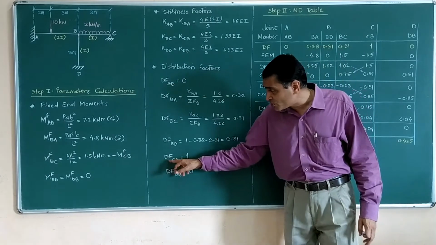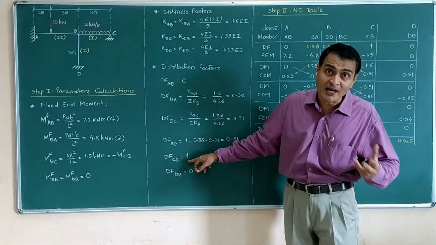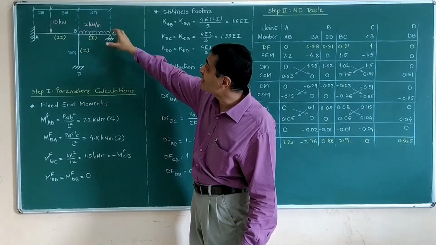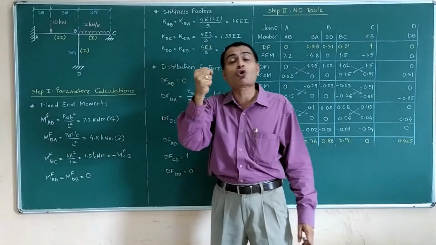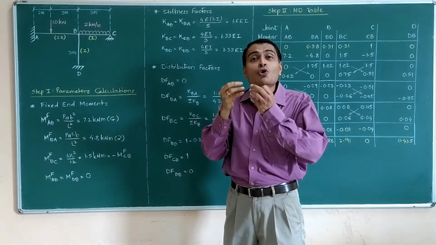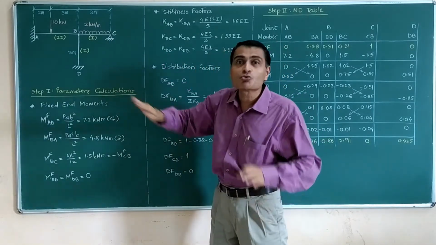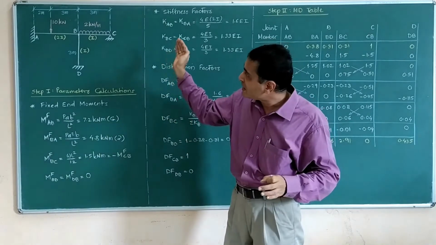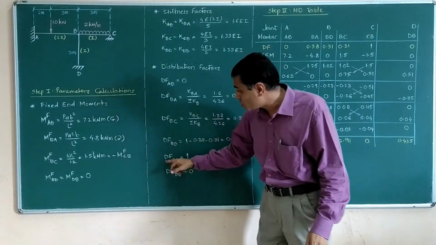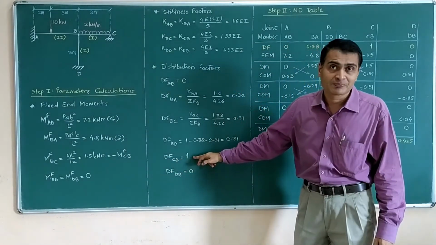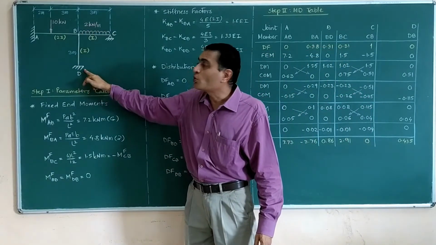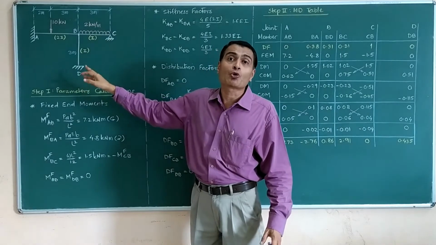I go ahead, distribution factor for CB is 1. Why? Because if you observe, C is a hinge support. There is a facility of rotation. There is no resistance offered by that joint. So if I try to apply moment at C, because of the pin, the supporting base will not absorb any moment. Entire moment will be absorbed by member CB. So I am saying distribution factor for CB is 1. And distribution factor for DB will be 0 because total moment will be absorbed by support D.